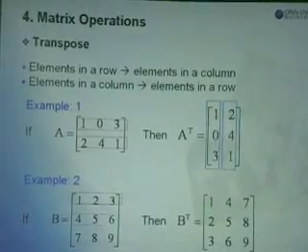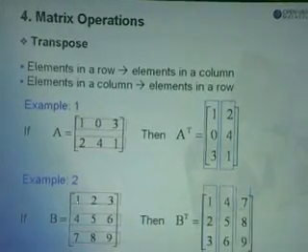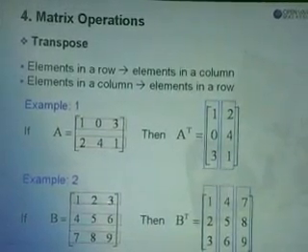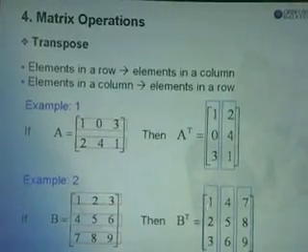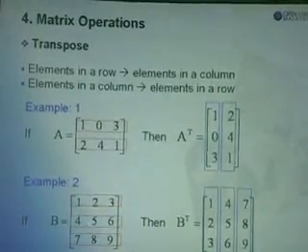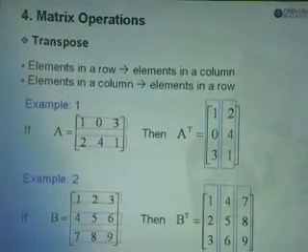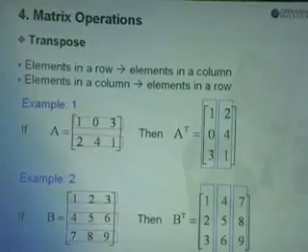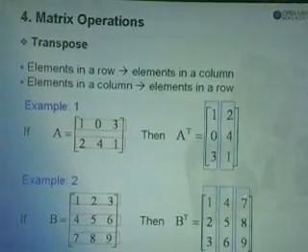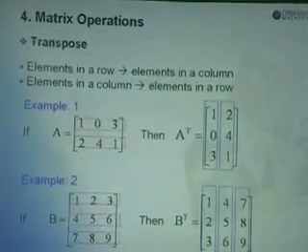to transpose B, what we do is to change 1, 2, 3 in row 1 to become column 1, 2, 3, and then 4, 5, 6 will become the second column and row 3, 7, 8, 9 will become column 3. Okay?